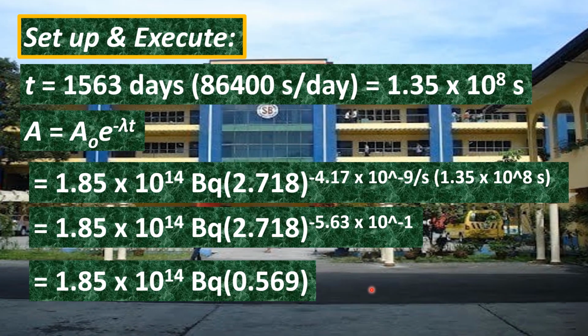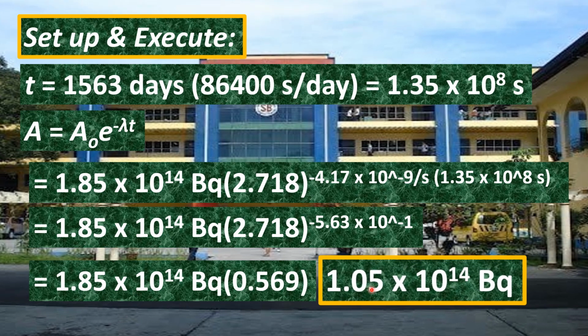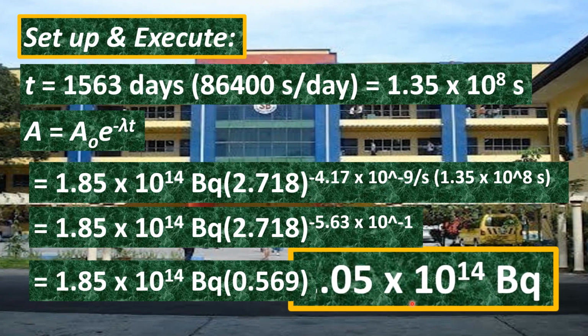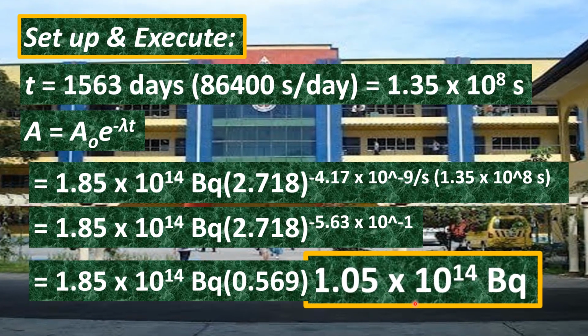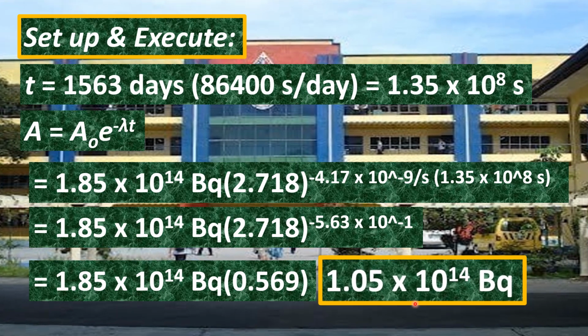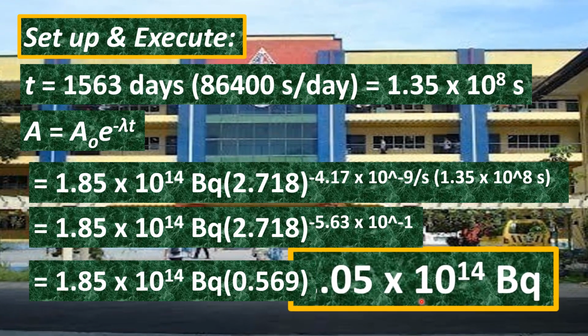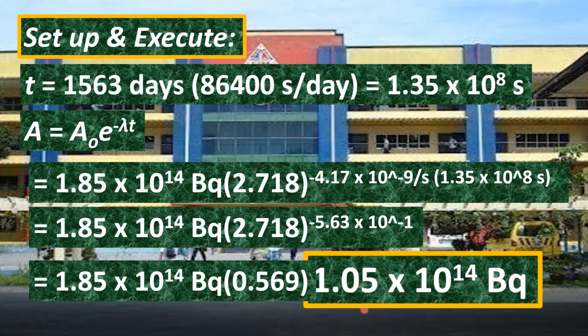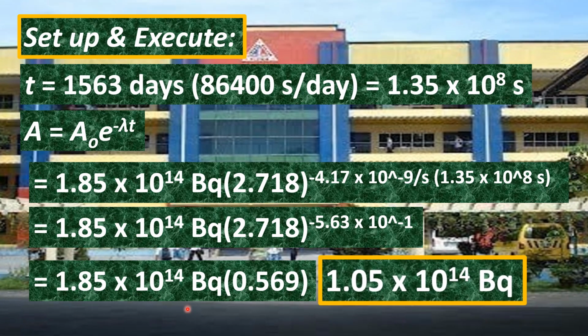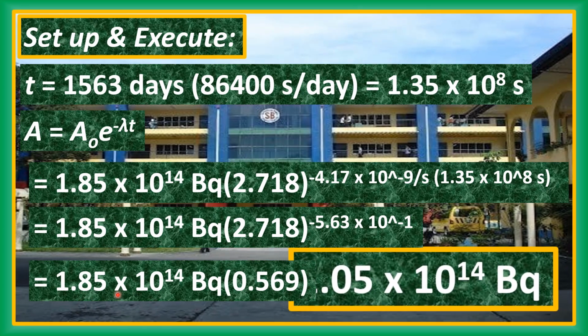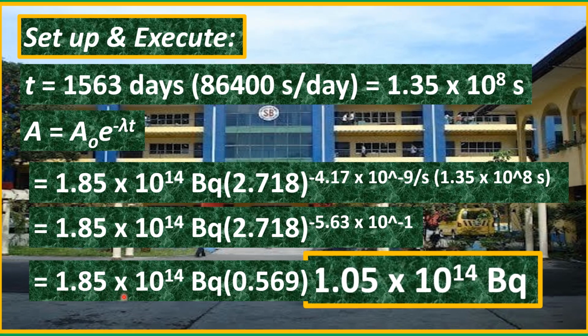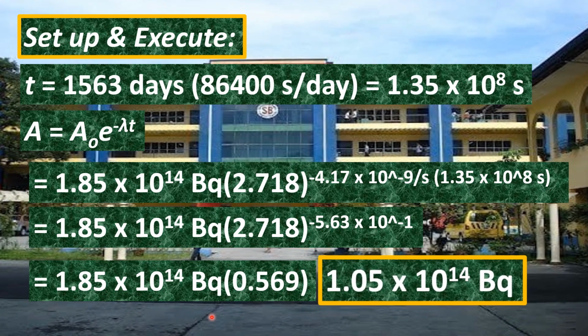our value for the final activity, capital A, will be 1.05 times 10 to the 14th power becquerel, which, as expected, is lower than the initial activity A naught, 1.85 times 10 to the 14th becquerel.